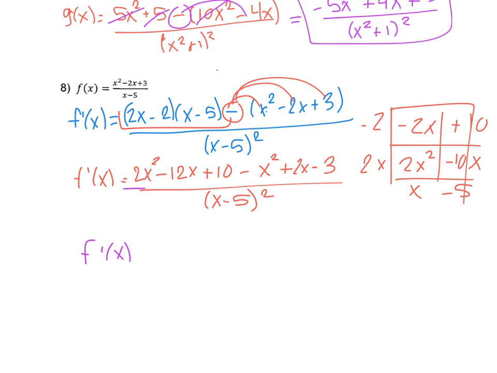So we have 2x squared minus x, so that's just 1x squared, negative 12x plus 2x, so that's negative 10x, and 10 minus 3, all over x minus 5 squared.